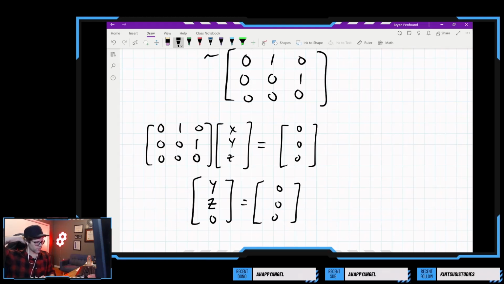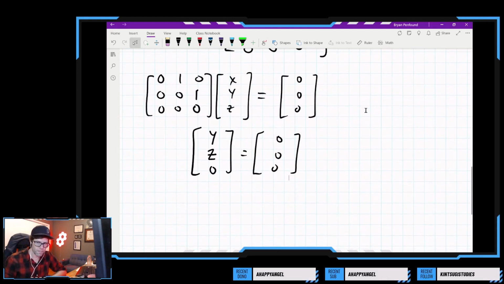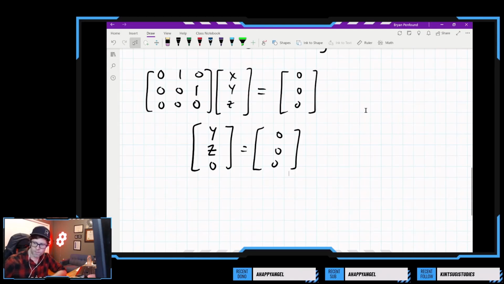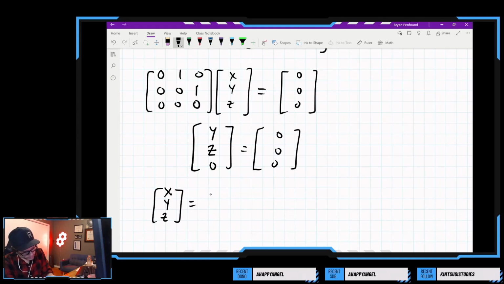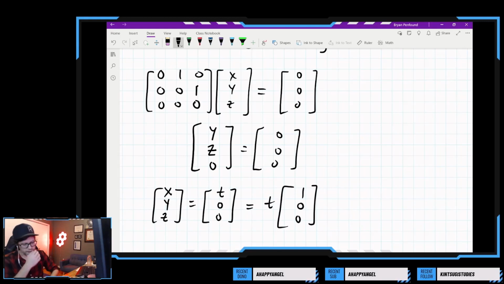Oh, interesting. So it turns out that y and z are going to be forced to be 0, and x is actually going to be our free variable. Okay, that makes sense. Happy with that. So that means that our x, y, z should look like t, 0, 0. I'm going to factor out that t and grab our basis vector. So 1, 0, 0 should be the basis vector that we need for this particular eigenspace.